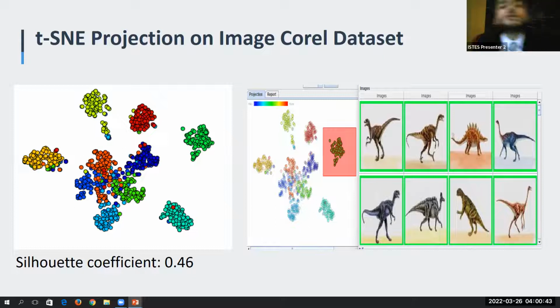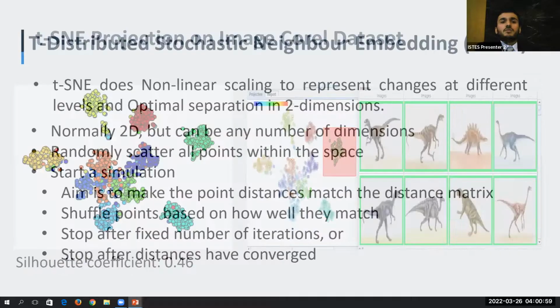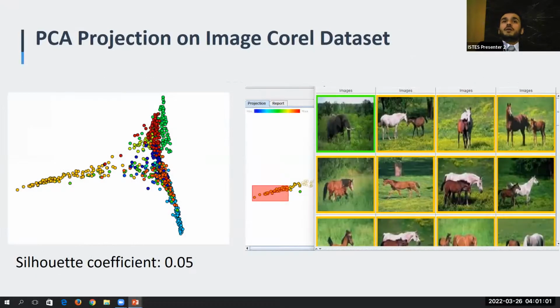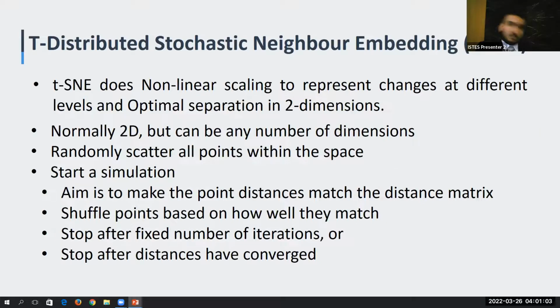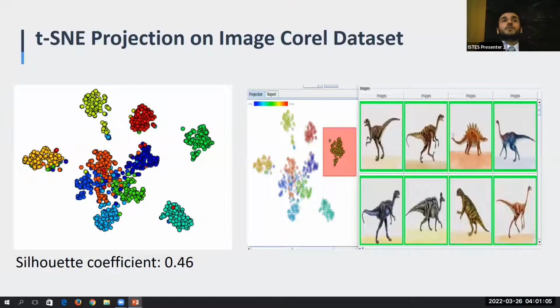All are dinosaurs. No other species are there in the clusters. And the important thing here is the Silhouette coefficient that we use to measure the clusters' efficiency, that is, how well our data is separated from the other clusters. So in the principal component analysis, it was 0.05, but in the t-SNE, it is 0.46. Near to 1 is good, near to 0 is bad. So there is a huge difference between these algorithms.